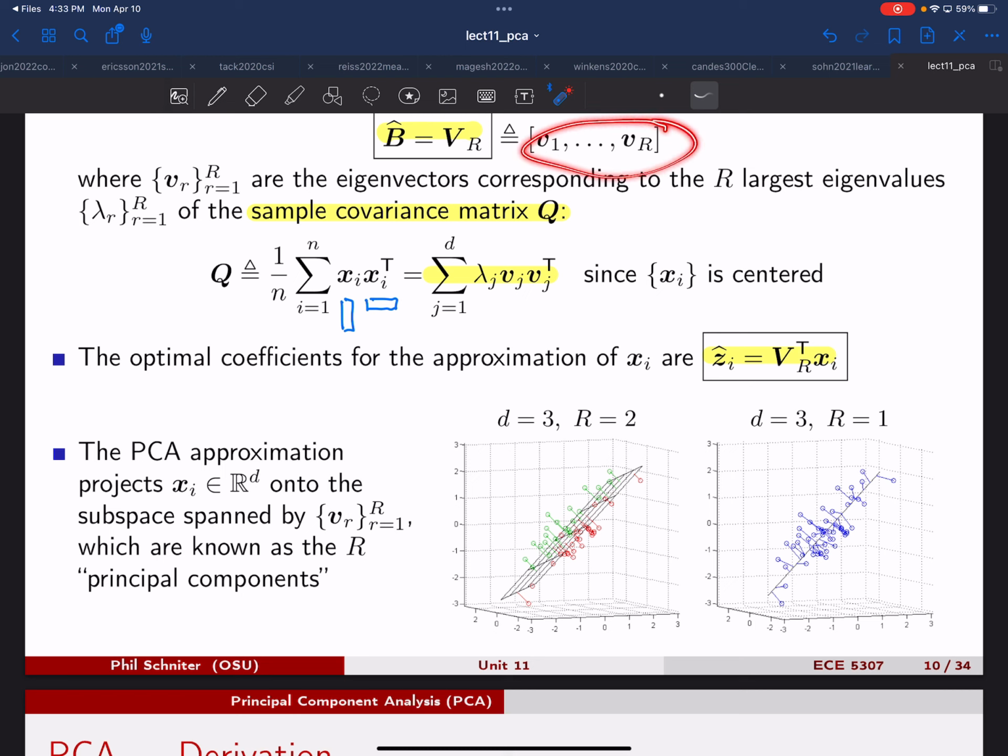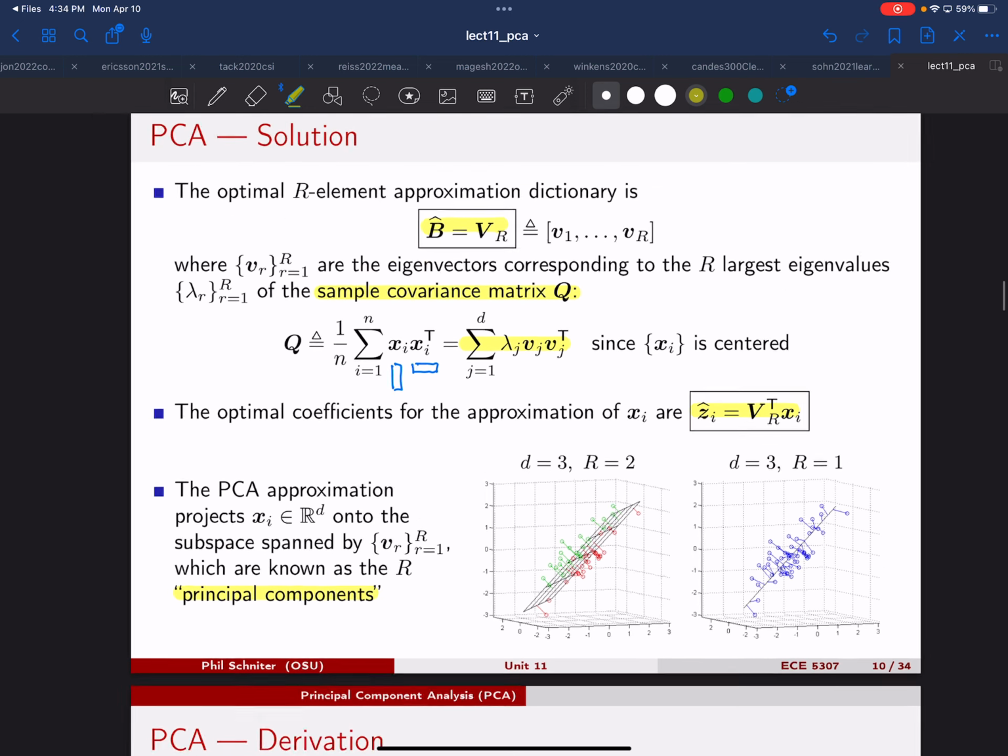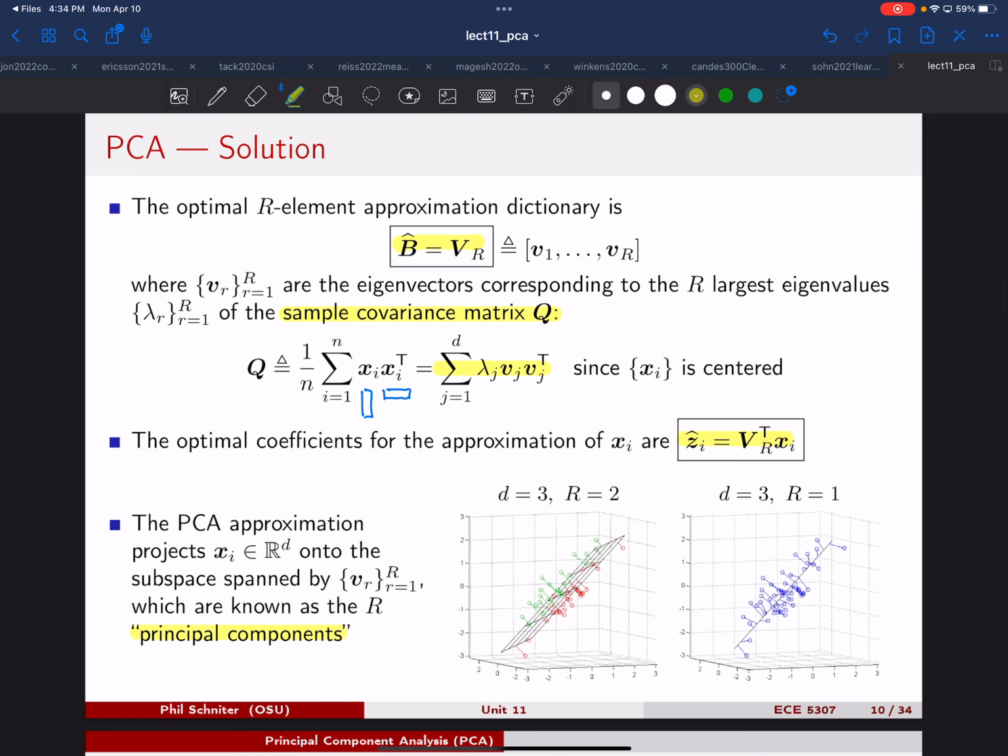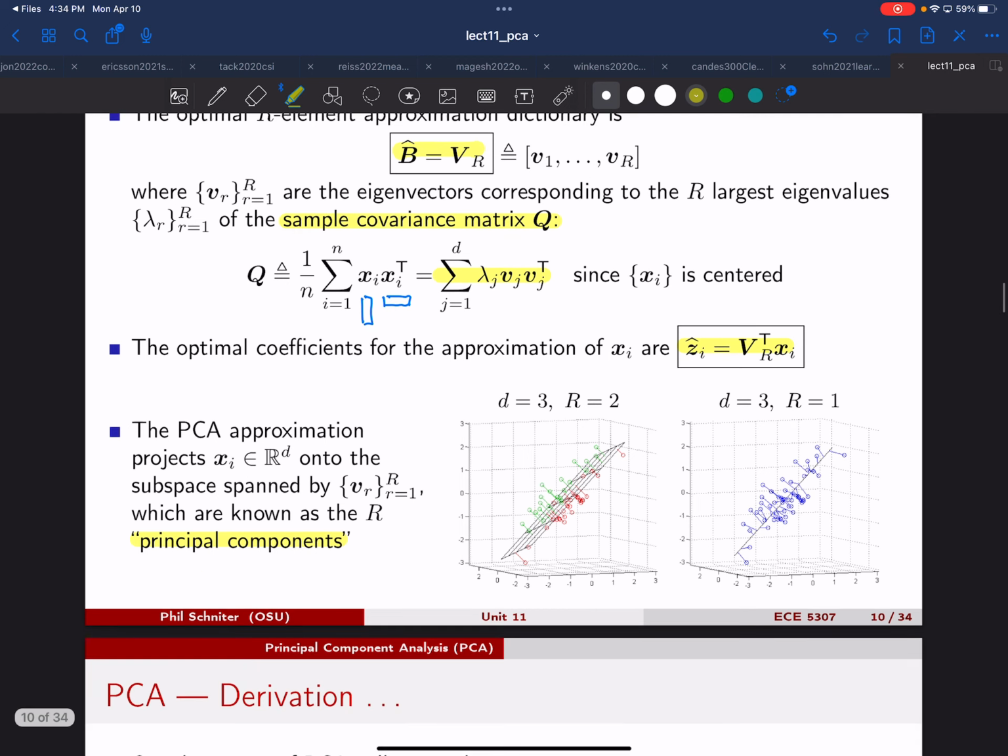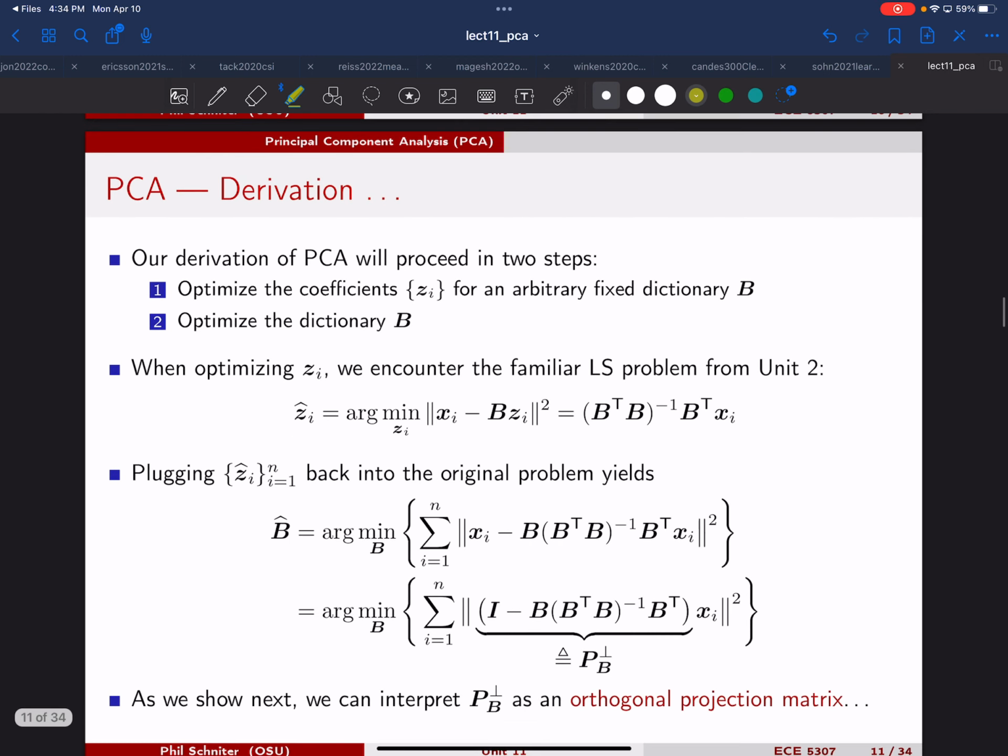These V's are called the principal components of your data set. They're the directions where you have maximum variance in your samples. Okay, is this making sense so far? Okay, so we're going to derive it.